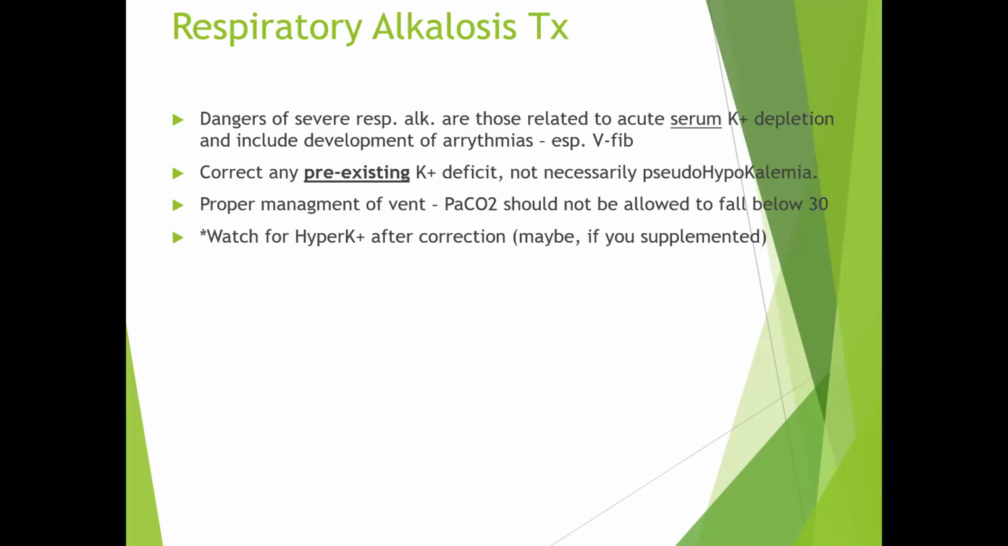Correct any pre-existing hypokalemia, obviously, because it'll get a lot worse. Proper management of the vent. Don't let it fall below 30 on the PCO2. Again, watch for hyperkalemia afterwards, especially if you've added potassium. You may overshoot your mark, because when you stop the alkalosis, some H pluses go back in the cell, some potassiums come out, and you've already added more. Make sure you check a potassium that you didn't overshoot your mark. Because is hypokalemia as dangerous as hyperkalemia? Yes. Yes.